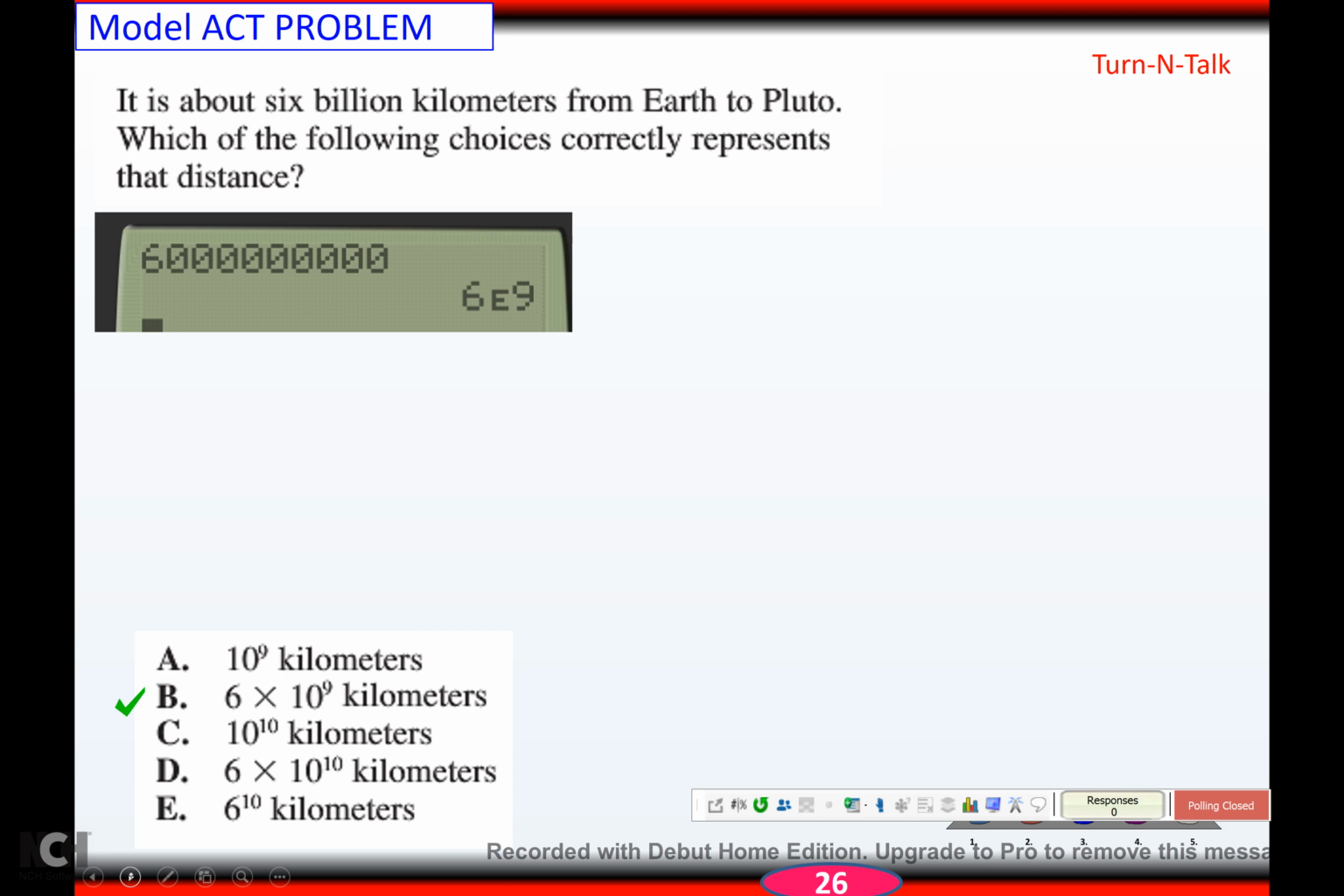It says it's about 6 billion kilometers from Earth to Pluto. Which of the following choices correctly represents that distance? 6 billion is 6 with 9 zeros. So I would want my decimal right there, which gives me 6 times 10. Moving it back, there's where it is. I want it right there. To move it back, I would have to go 1, 2, 3, 4, 5, 6, 7, 8, 9 times to the right.